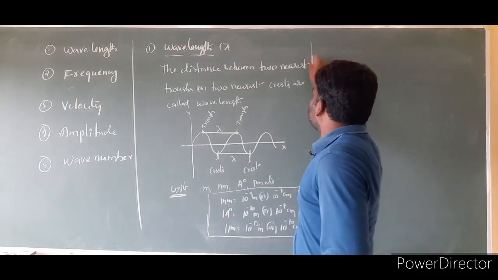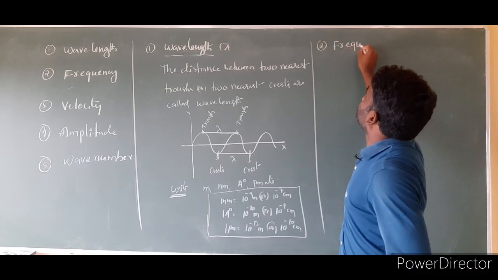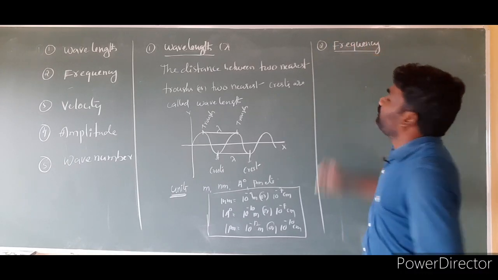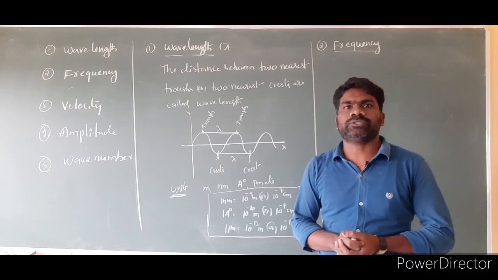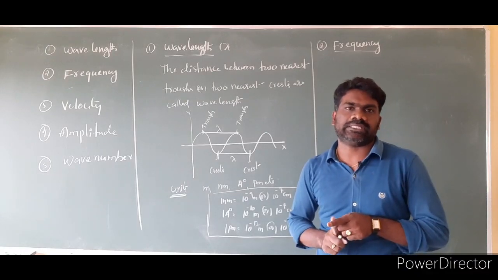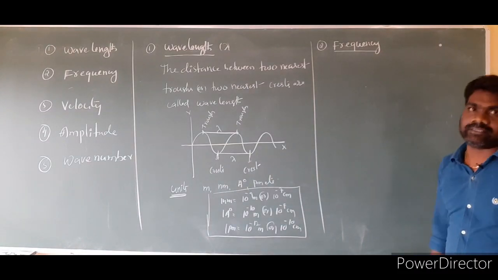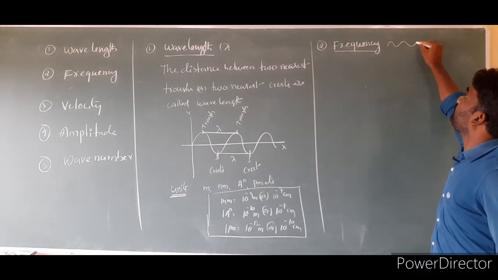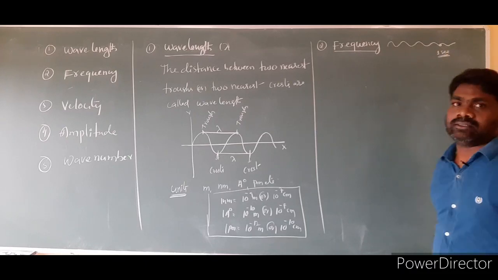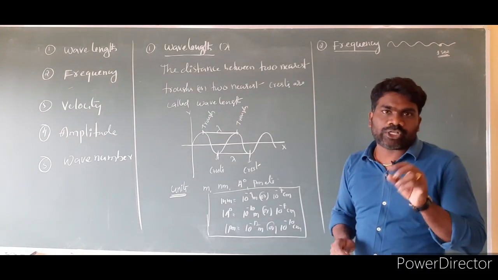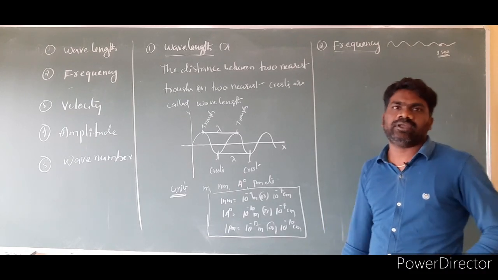The next one is frequency. Second one is frequency. The frequency is defined as the number of waves that are passed through a given point in 1 second is called a frequency. This point meaning is, I am taking one point here. This is the one point I am placing. So waves are passing. In 1 second, how many waves are passing? The number of waves that are passed through a given point in 1 second is called a frequency.